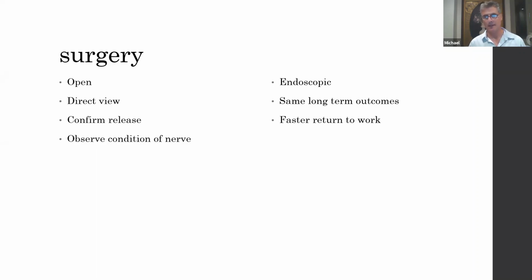Whereas if you do it endoscopically, the whole idea is that it's designed not to see the nerve at all. You only see the retinaculum. So you're never quite sure what the nerve looked like, and you're never quite sure if you fully released it. But given the same surgery in good hands, open versus endoscopic, the results are pretty much the same in the long term. The endoscopic definitely has an earlier return to work. It's a smaller surgery, and it's a good option for slightly built females who need bilateral carpal tunnel release and want to get back to work quickly.